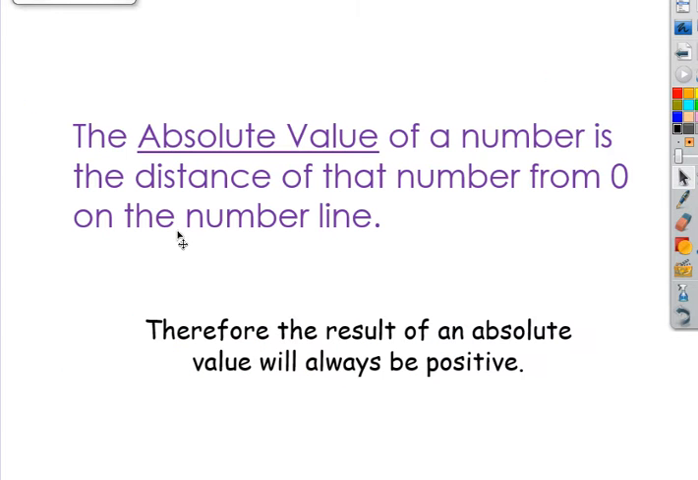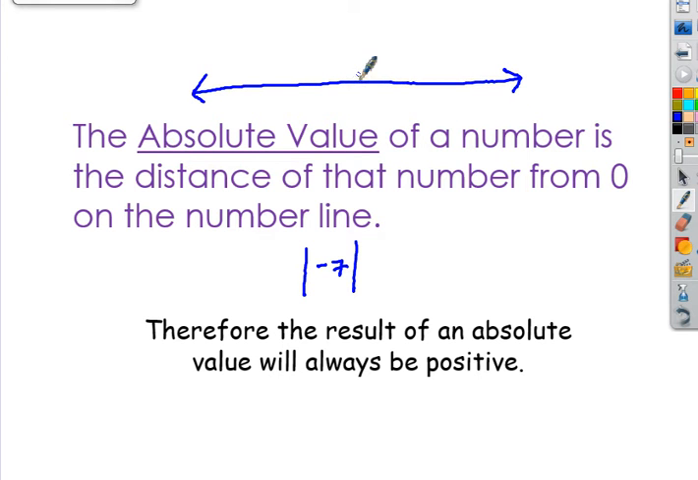Okay, the absolute value of a number is the distance of that number from 0 on the number line. So you're used to maybe hearing the absolute value bars. That's these, like absolute value of -7. Always makes everything positive. The reason for that is because the number 7, the number -7, is 7 places from 0 on the number line.